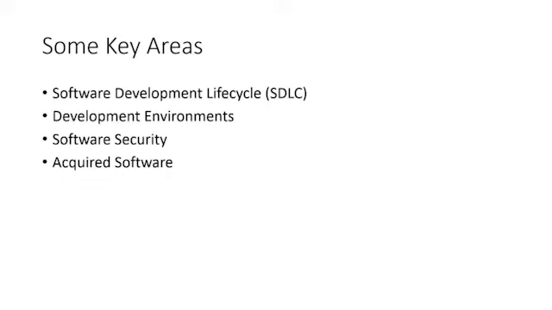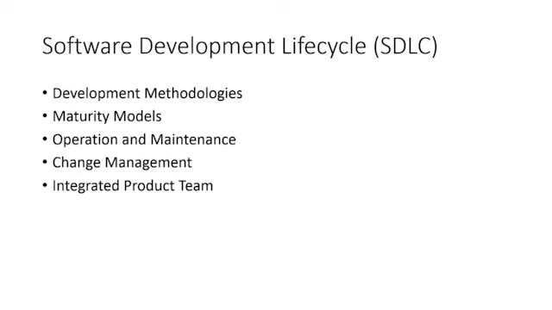So let's take a look at domain number 8 now, software development security: understanding, applying, and enforcing software security. Some of those key areas, according to that CIB that we look at: the software development lifecycle, the SDLC, development environments, software security, and acquired software. In the software development lifecycle, a few things we need to touch on are development methodologies, the maturity models, operation and maintenance, a little bit about change management, and an IPT, integrated product team.